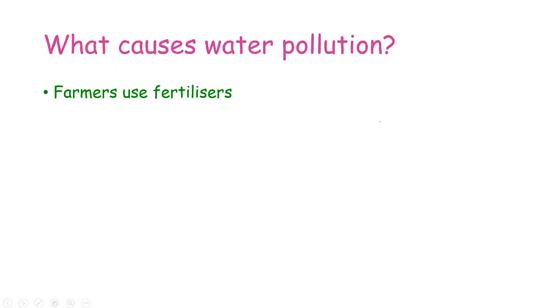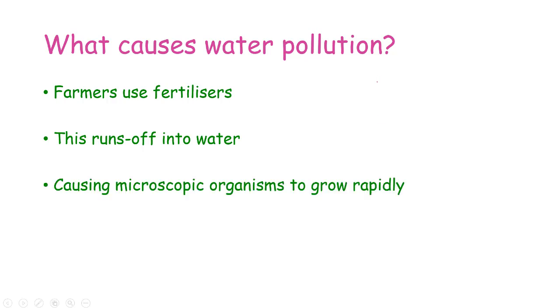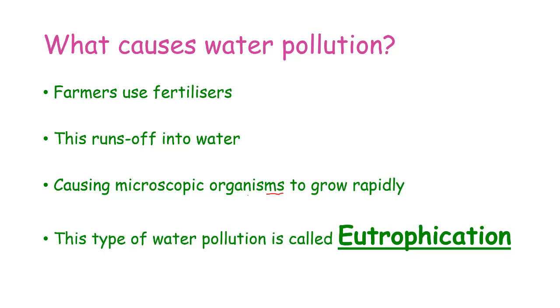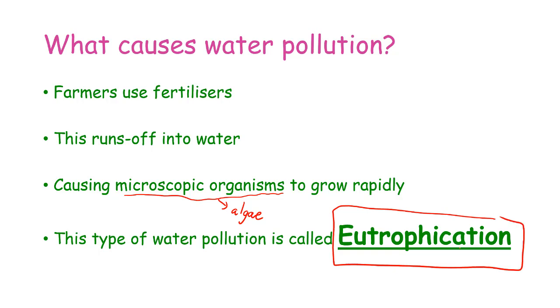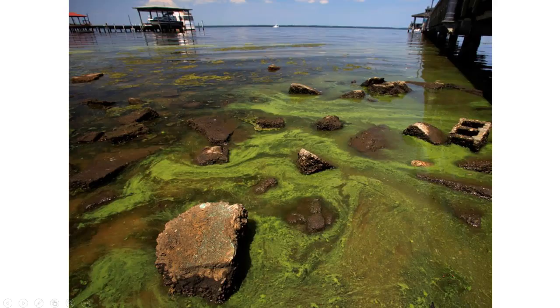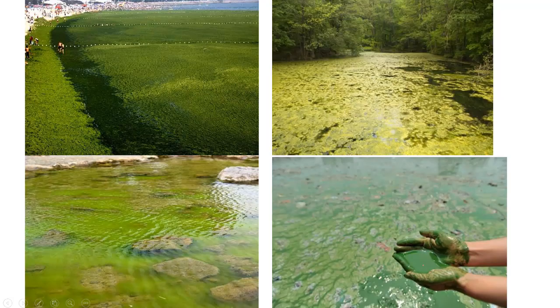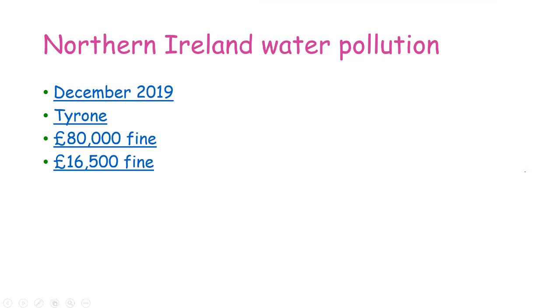So what causes the water pollution then? The farmers use fertilizers, it runs off into the water, it causes microscopic organisms to grow rapidly, and in that case the microscopic organisms are algae, and this type of water pollution is called eutrophication. So let's have a look at eutrophication then. This is basically it in real life. It happens all over the world, and in Northern Ireland you can get really heavy fines if you cause this type of pollution. Recently there's been lots of pretty hefty fines for this.